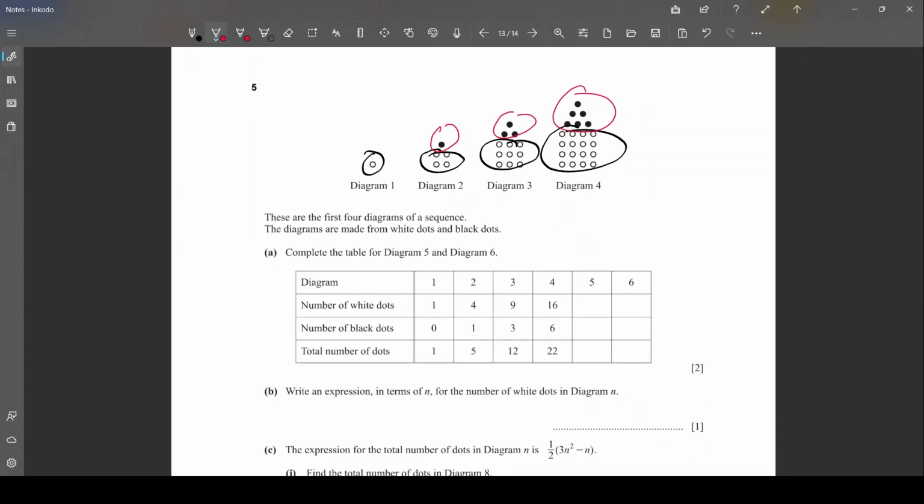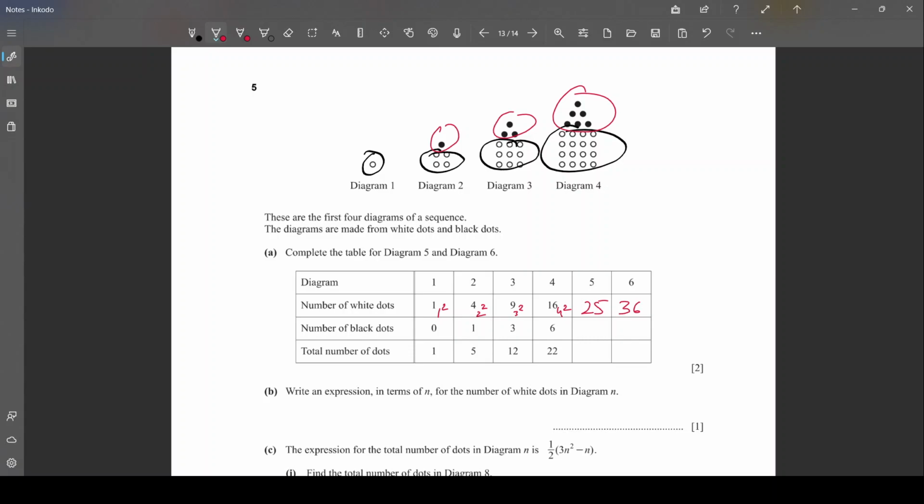Let's find out the sequence. This seems like 1 square is 1, 2 square is 4, 3 square is 9, and 4 square is 16. So this should be 5 square. So 5 square is 125. Oh sorry, 5 square is 25. 5 cube is 125, 5 square is 25. And 6 square is 36.